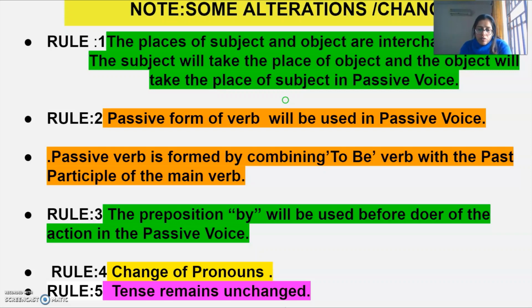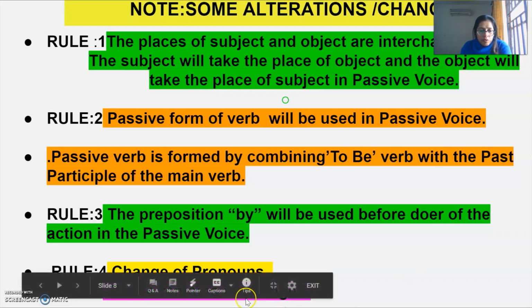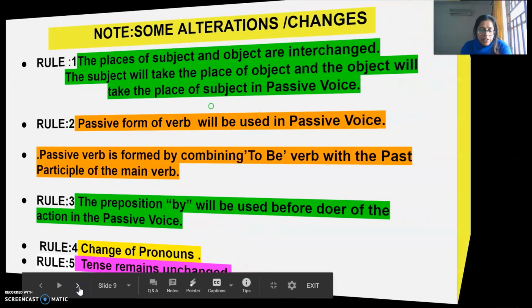And the last one, rule number 5, tense remains unchanged. Yes, the tense of that sentence will not change. So these are the rules you need to learn when you convert a sentence from active to passive. Now I would like to elaborate rule number 2. So quickly shift to our next slide.